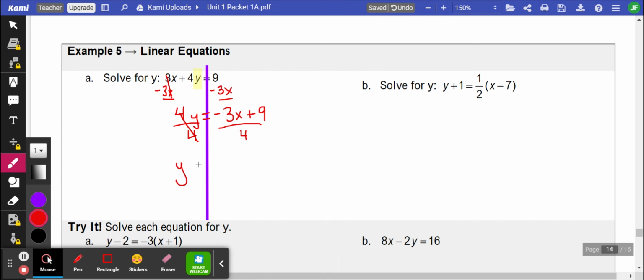Okay, and the easiest way to graph this is if we split it up into 2 fractions. So I'm just going to make this negative 3 over 4. And then the second one is going to be 9 over 4.